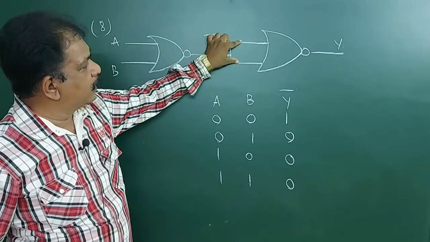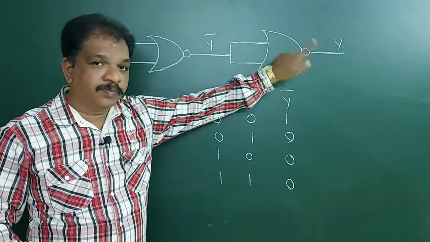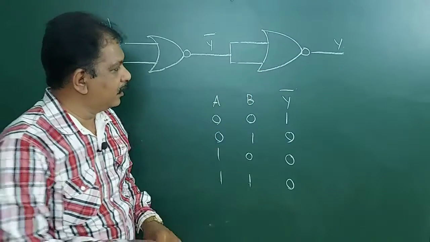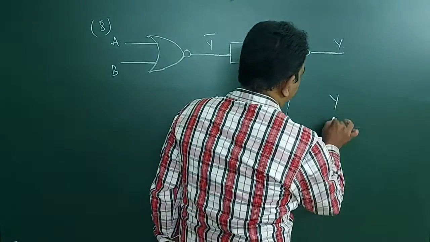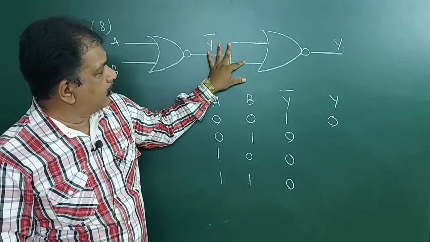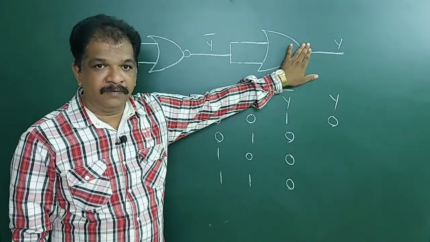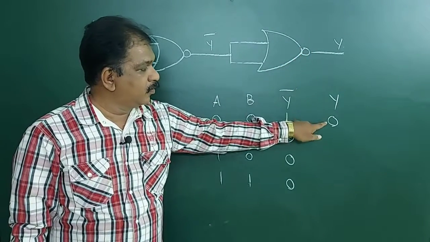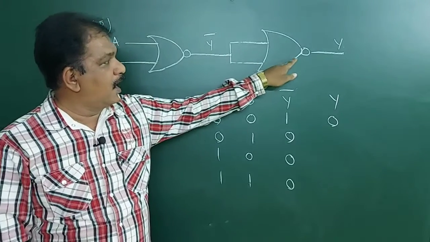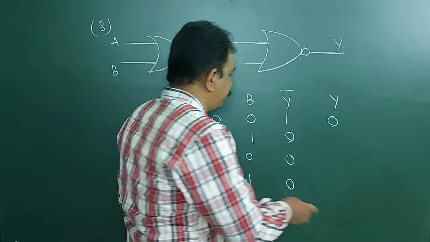Here 2 ones are applied. Then for the OR gate the output will be 1 only, because of the NOR gate the output will be 0. My understanding: I applied 1 1. If it is an OR gate, what will happen? Output will be 1, because the NOR gate output will be 0. 0 0, OR gate output will be 0, NOR gate output will be 1.